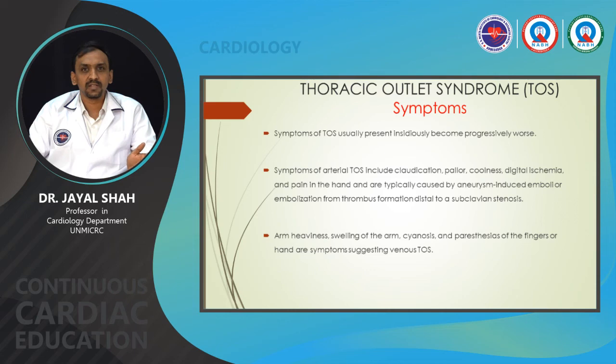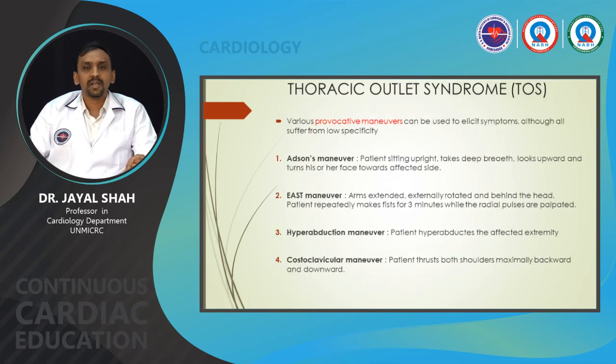pallor, coldness, digital ischemia, pain in the hand and arm heaviness, swelling of the arm, cyanosis and paresthesia also are the symptoms. So various provocative maneuvers can be used to elicit the symptoms, although all suffer from very low specificity. Some of the provocative maneuvers which are commonly used is the Adson's maneuver, in which the patient is sitting upright, takes a deep breath, looks upward and turns his or her face towards the affected side.